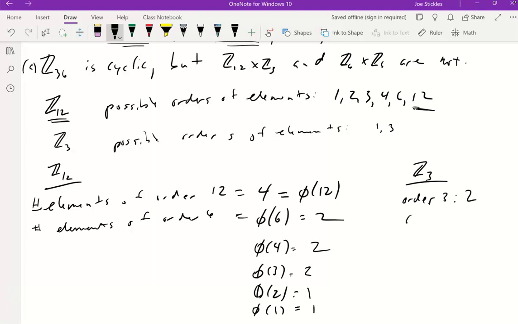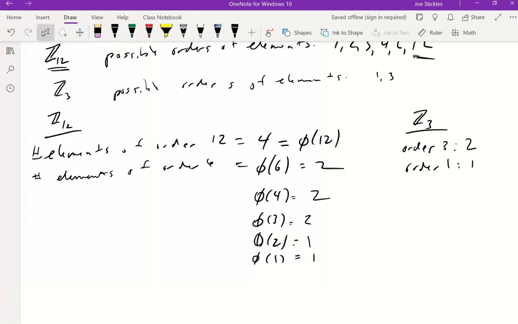Two, good. And order 1, good. No matter what the group is, how many elements of order 1 are there? Just 1, good. All right. Remember, this Euler phi function part works because we have a cyclic group. If the group is not cyclic, then it has to be a multiple of phi of the divisor.